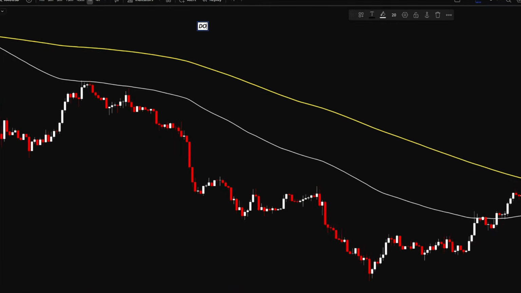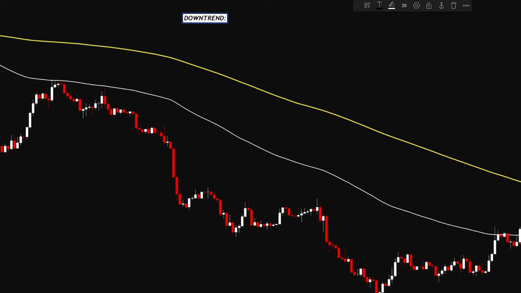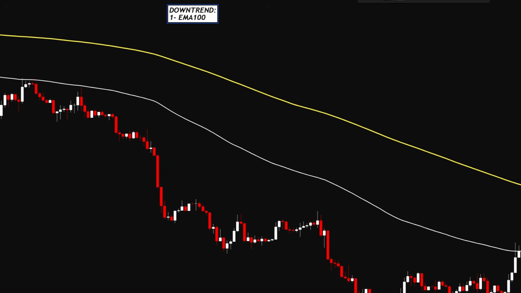For a downtrend, it's basically the exact reverse. The EMA 100 is below the SMA 200 and the price candles are below the 200 SMA line. This method is our essential filter. It makes sure we only draw the Fibonacci in a correct way.